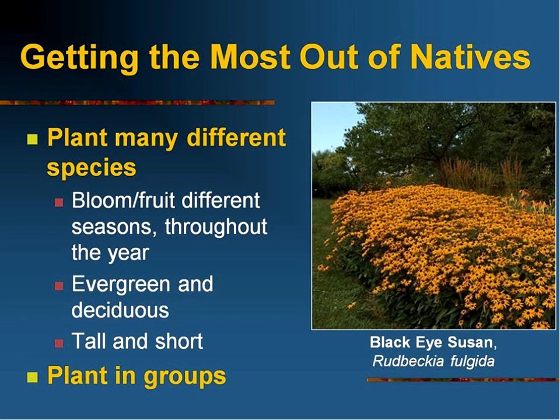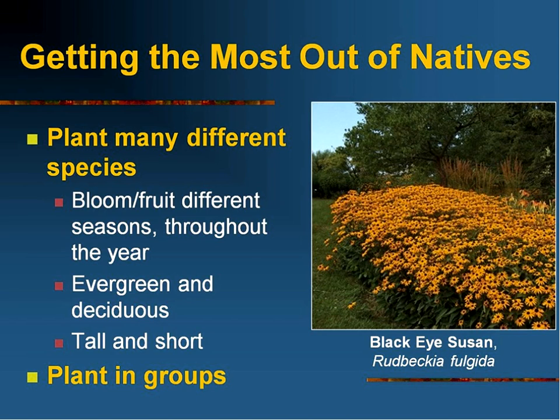So make sure when you're choosing plants to try to find things that bloom throughout the year. So you have several different things planted. You have a progression of blooms throughout the year. You have both evergreen and deciduous plants, tall and short. So you want the canopy, you want the understory, you want the ground cover layer, because different species, different wildlife live in those different layers.